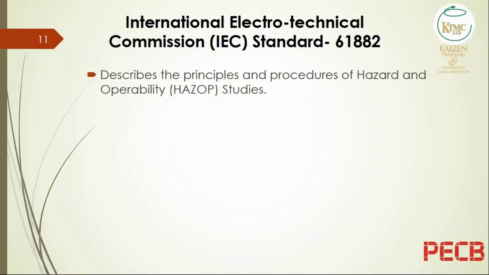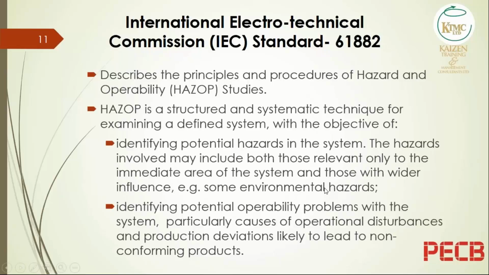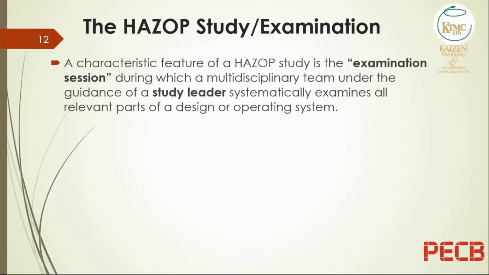So we talked about the fact that the standard describes the principles and procedures of hazard and operability studies. And we talked about what the process entails. HAZOP is a structured and systematic technique for examining a defined system with the objective of identifying potential hazards and identifying potential operability problems. We talked about how the examination is done. A characteristic feature of the study is the actual examination.